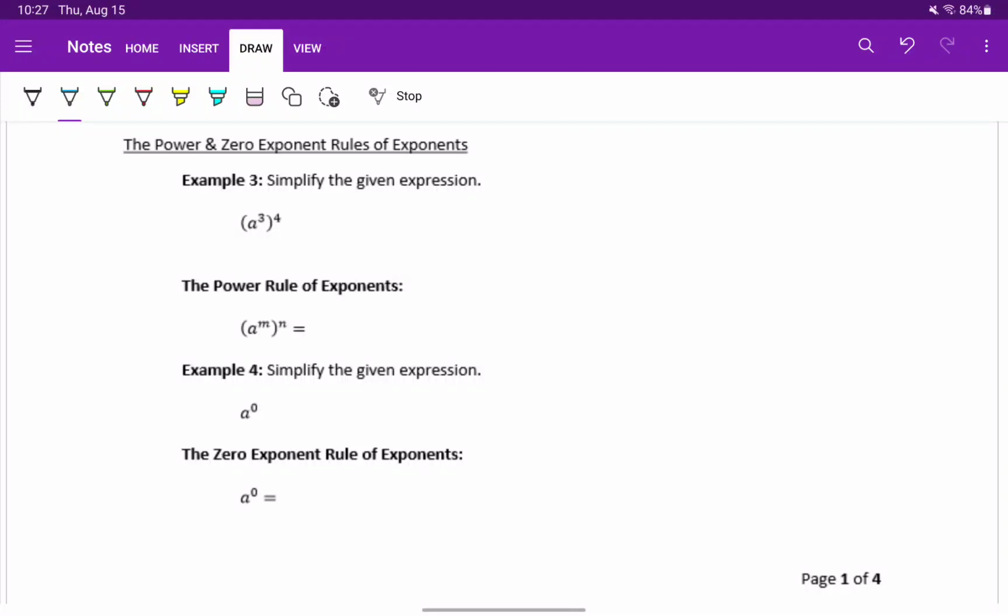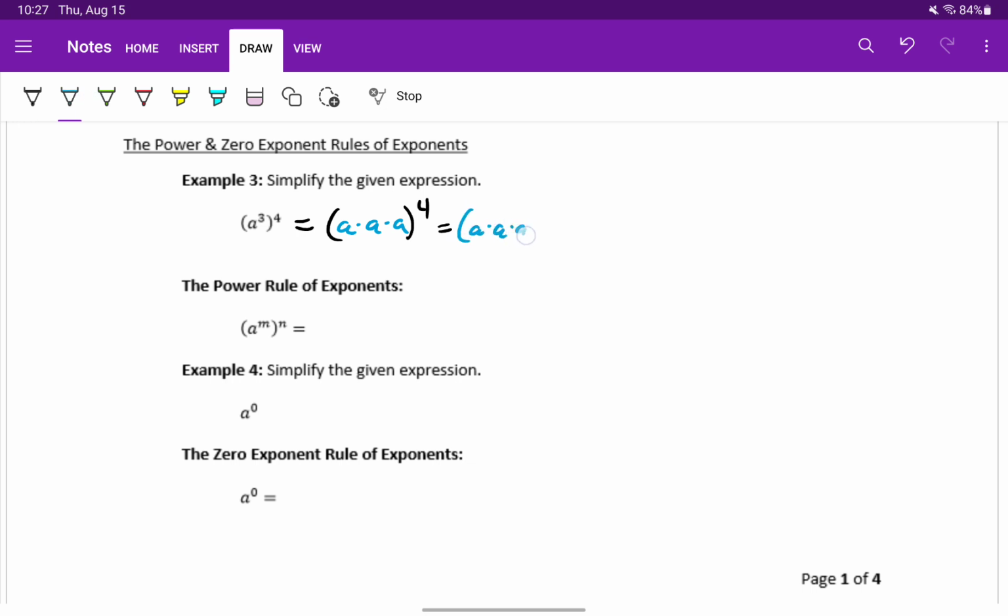Next, we'll introduce the power and zero exponent rules in a similar manner, talking about where these rules come from. In example 3, what we have inside parentheses is a cubed, so a times a times a, raised to the 4th power, meaning what we'll do is take that same expression multiplied by itself 4 times.